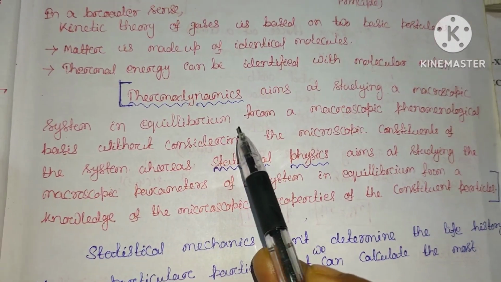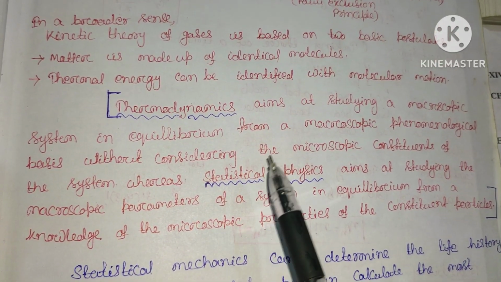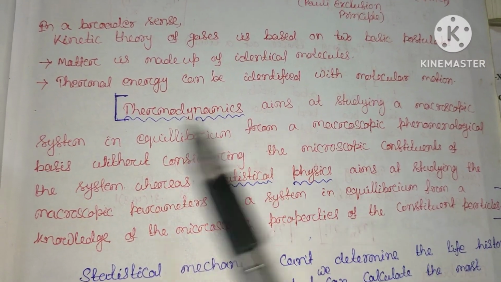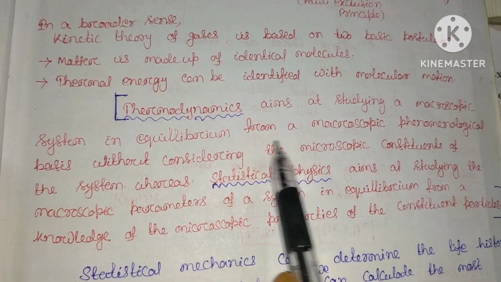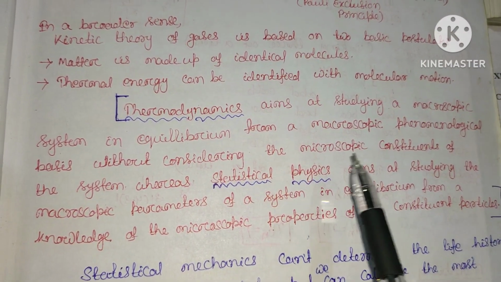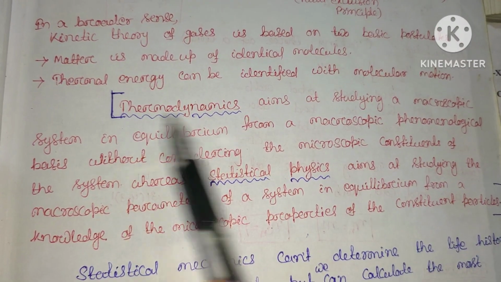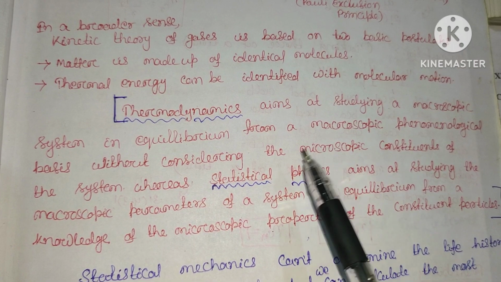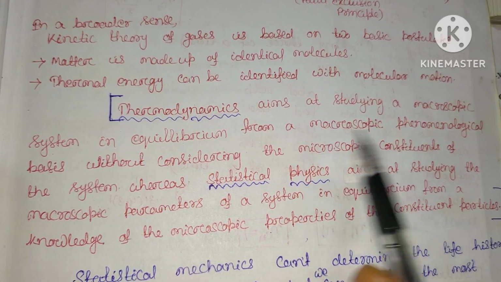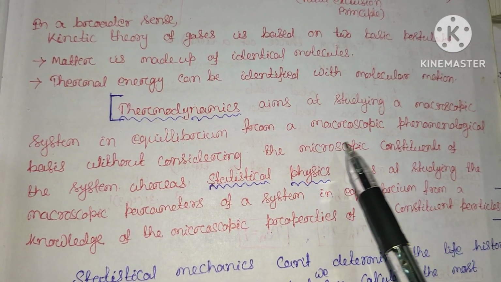And what is the difference between thermodynamics and statistical physics? Thermodynamics aims at studying a macroscopic system in equilibrium from a macroscopic phenomenological basis without considering the microscopic constituents of the system. It means that in the thermodynamical case, we have not considered the microscopic constituents; we have only considered macroscopic phenomena to study the macroscopic system.